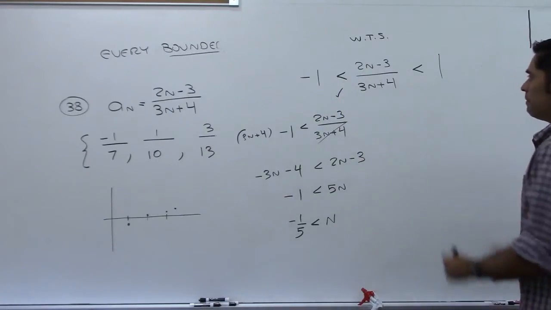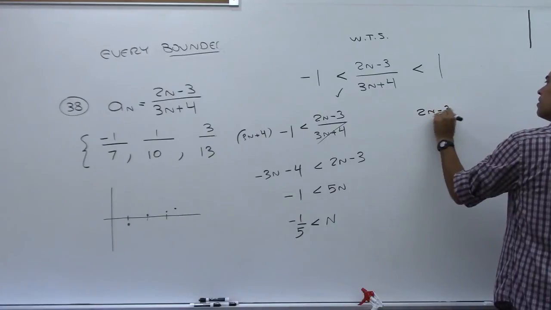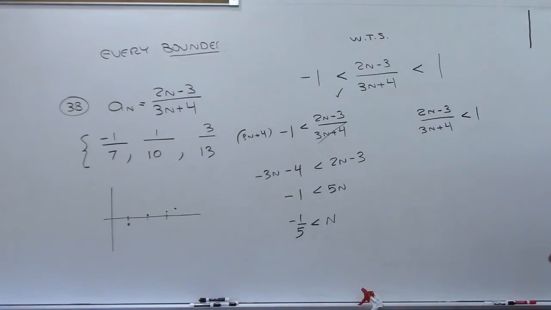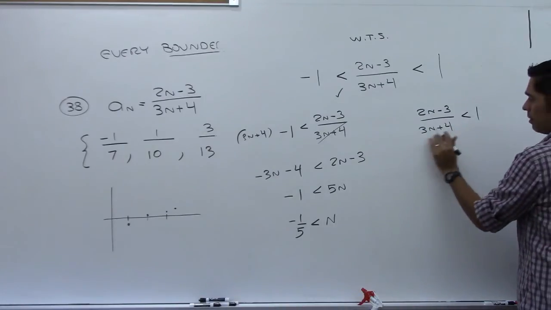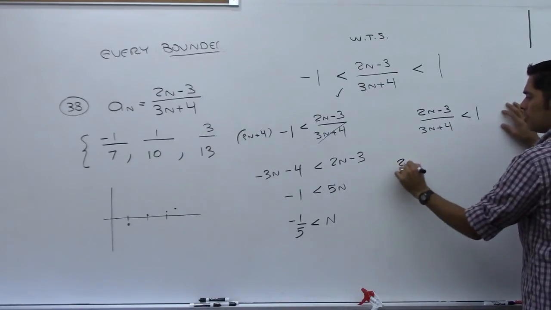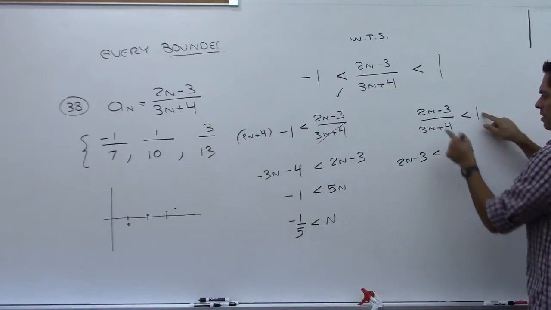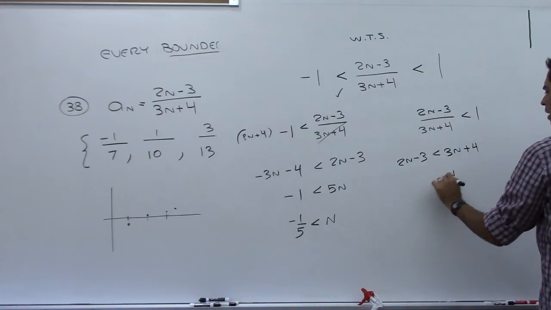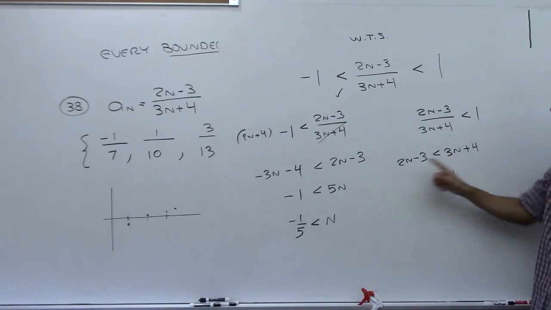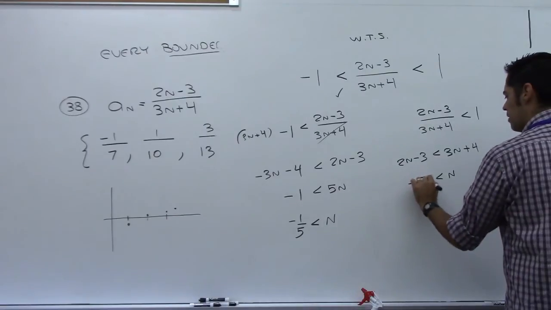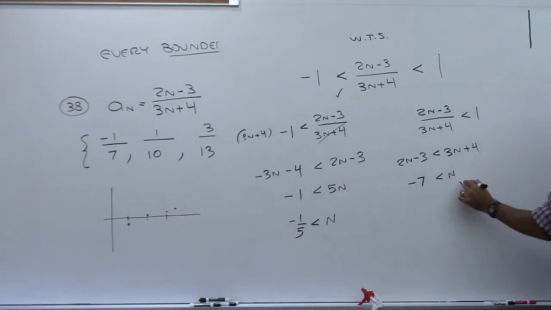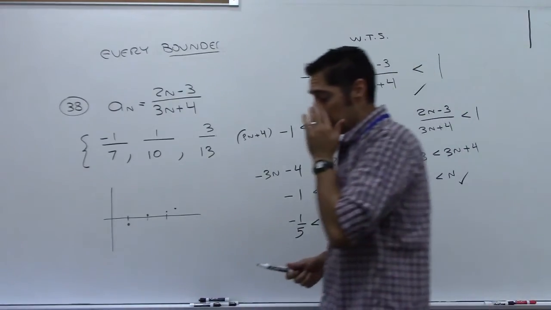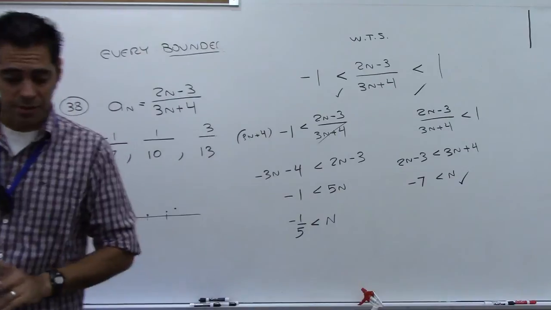Now let's check this side. Is (2n minus 3) over (3n plus 4) less than 1? Well, again, multiply both sides by 3n plus 4. You'll get 2n minus 3 is less than 1 times that, which is just this. Move all my n's over, so I'll have 1n on the right side when I subtract 2n. I'll subtract 4, I'll get minus 7. Is n always bigger than negative 7? Absolutely. So this checks. Therefore, it's a bounded sequence, it's monotonic, and therefore it converges.